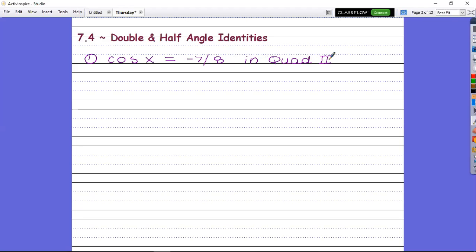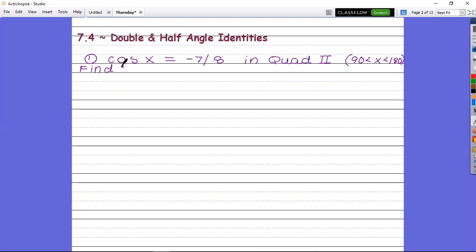If the question's not worded like that, what could also be said for quadrant 2 is that your angle is between 90 and 180. So you could also see this notation too. I'm going to put it up there for you, just in case. And what I want you to find are 4 different items.